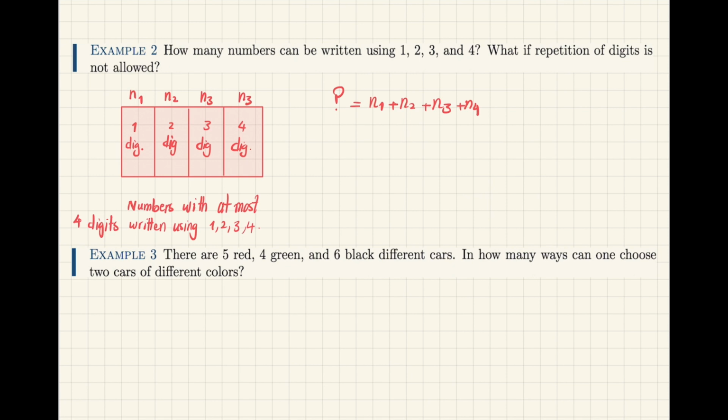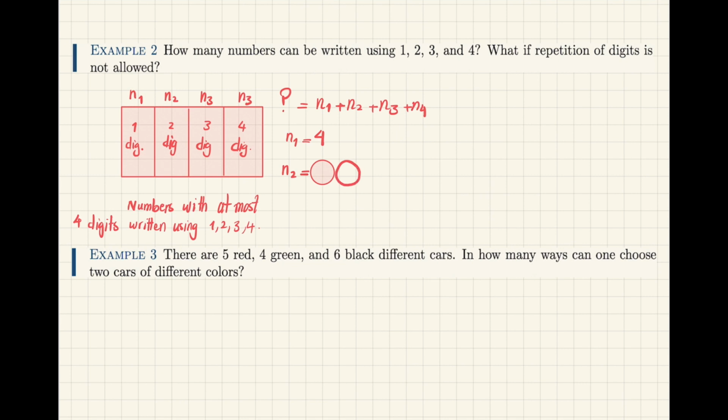Yes? But n1 is clear. Let me move it a little bit to leave some space for the other one. So what is n1? n1 is clear. I'm allowed only to use 1, 2, 3, and 4, and then I want to see how many one-digit numbers are there. So clearly 4. Either 1, 2, 3, or 4. But for calculating the number of items in n2, I have a 2-digit number. Yes, so I have a two-digit number here.